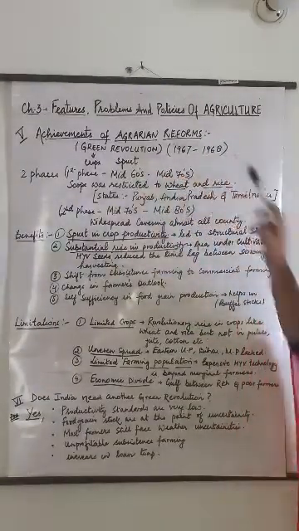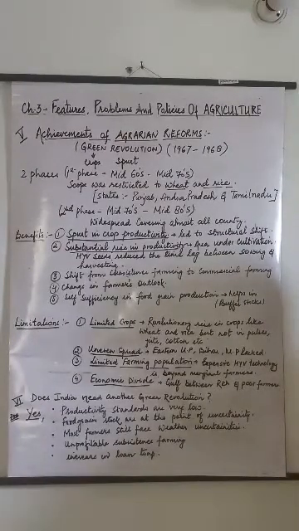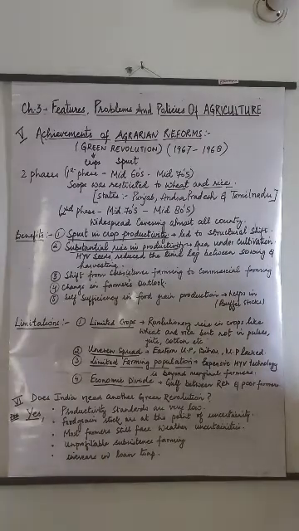Achievements of agrarian reforms. We have already discussed that three kinds of reforms were there: technical reforms, institutional reforms, and a few general reforms. With these reforms, there was a tremendous increase in food production, and this tremendous rise in food production is termed the Green Revolution. Green Revolution was one of the major achievements of agrarian reform and comprises two phases.